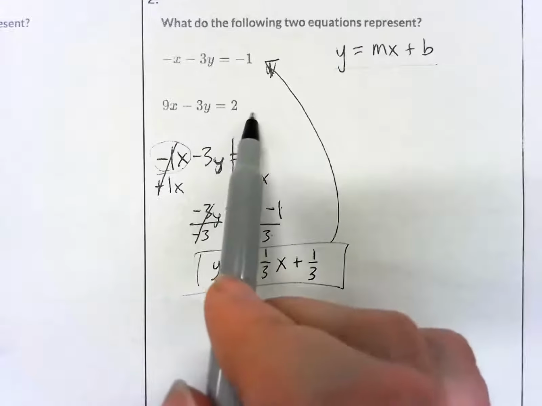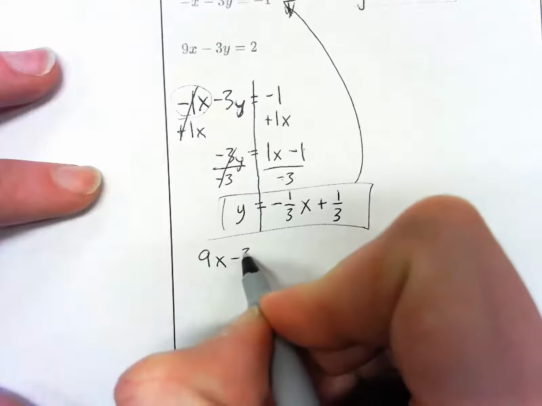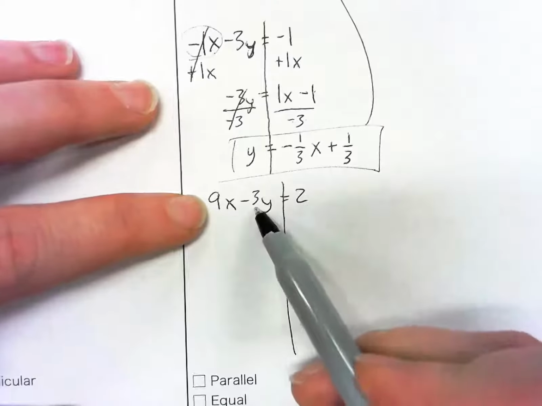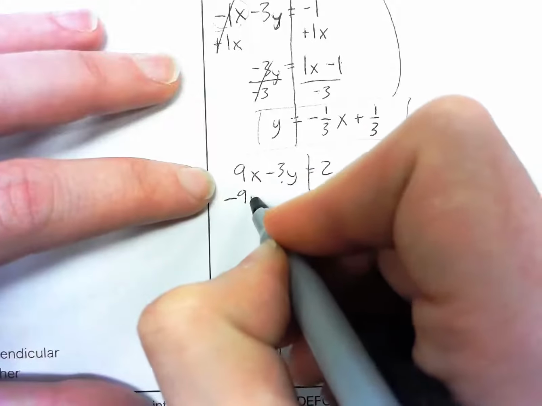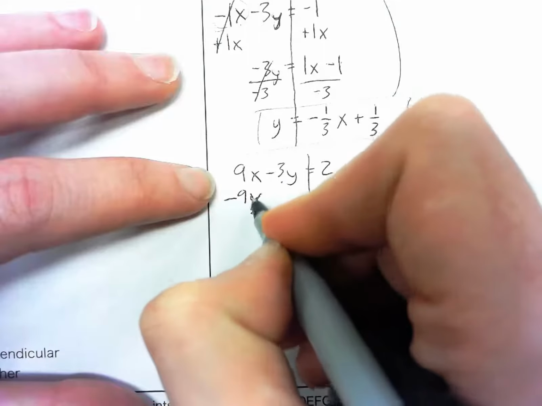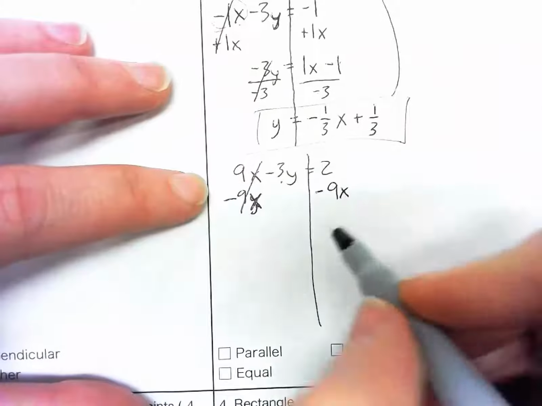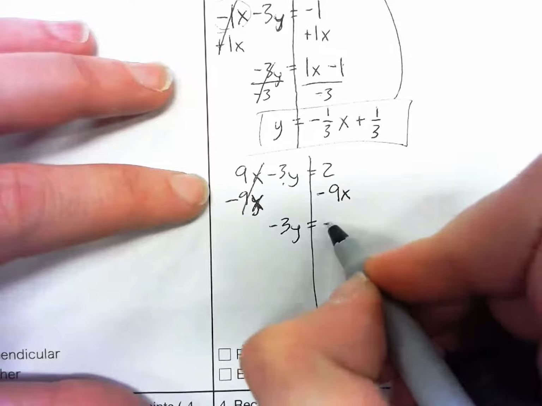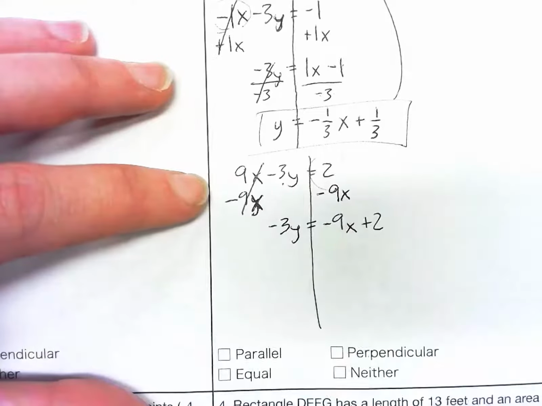Now we need to put this one also into y equals mx plus b. So I'm going to say 9x minus 3y equals 2. I need to get y by itself again to get it into this format. Right now I have a positive 9x, so I need to subtract 9x on both sides. This cancels, and I'm left with negative 3y equals, I'm going to write my x first, so negative 9x, and then this right here would be a positive 2, plus 2.